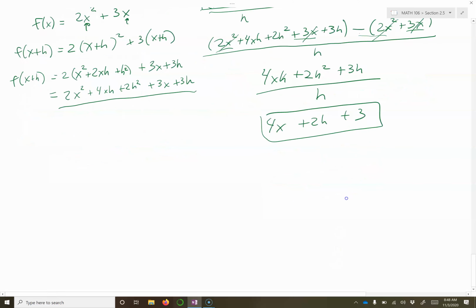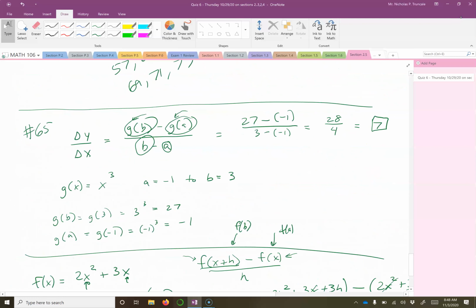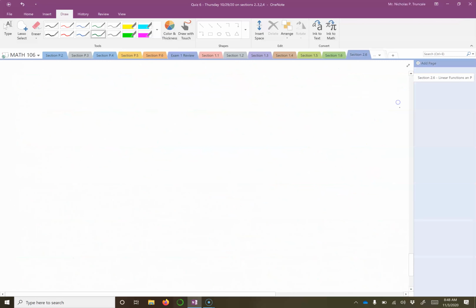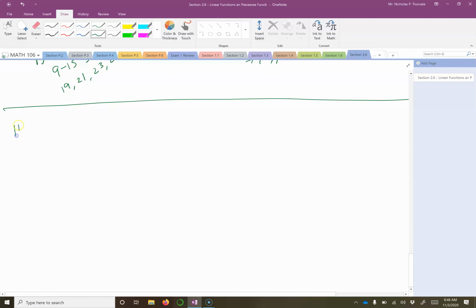19. So let's see what we got. Oh, so I'm going to go back to section 2.6 here in the notes. And this is number 19. All right, so what do we have? We have a piecewise function, and here it is. Okay, so we want to find f of 1, f of 2, and f of 3. Okay, that's part A.